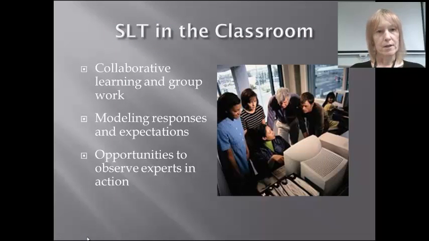Okay, so social learning theory in the classroom. It's important for children to have opportunities for collaborative learning and group work. They need to be able to model responses and expectations, so we need to have clear expectations for how children are expected to behave. So we need to have the rules of the classroom set out in front of us, and the adults and the children need to be encouraged to work towards those.